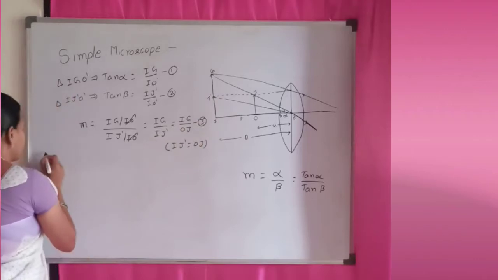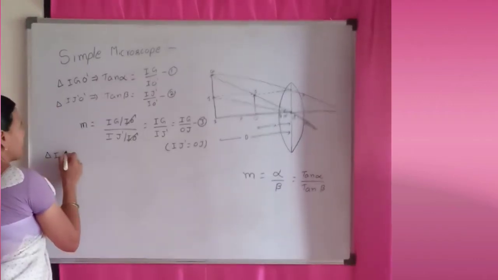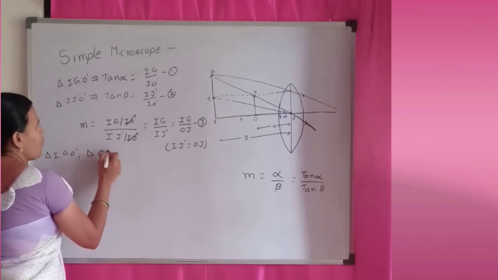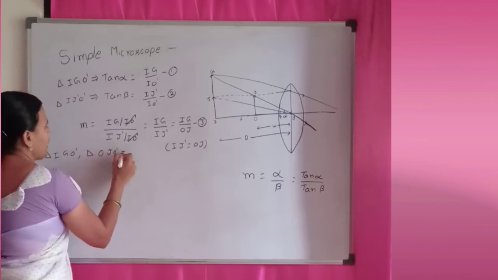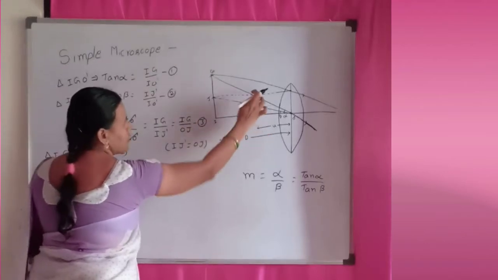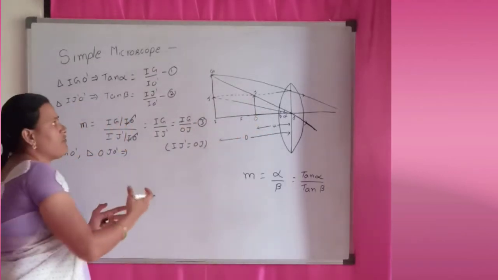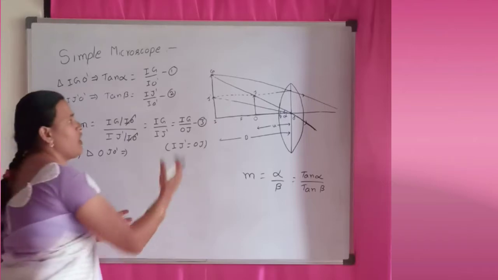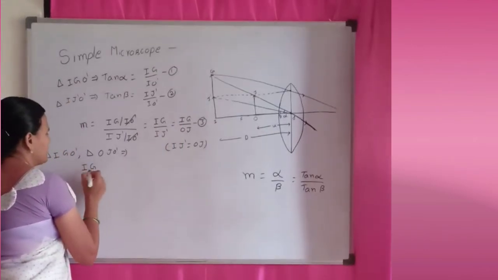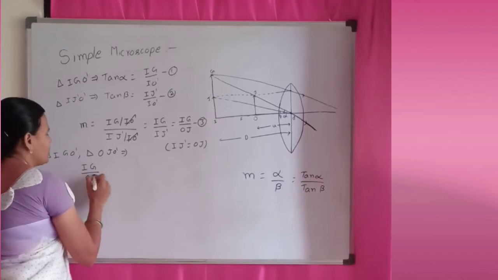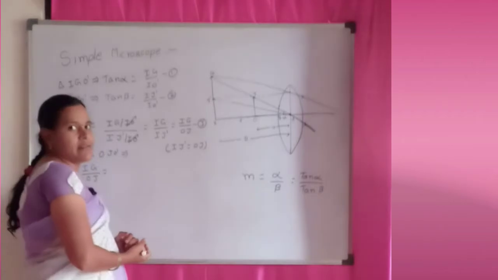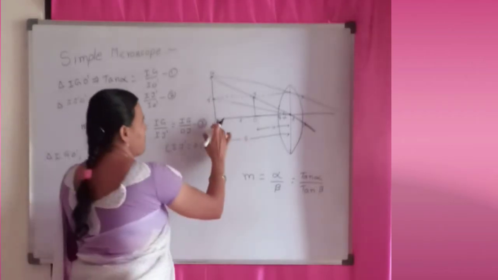By these two similar triangles, IGO dash and OJO dash, what I am writing here is IG and OJ, which means the height of the image and the height of the object. So IG by OJ is equal to the ratio of the two opposite sides in the triangles. Now I am taking the two adjacents.